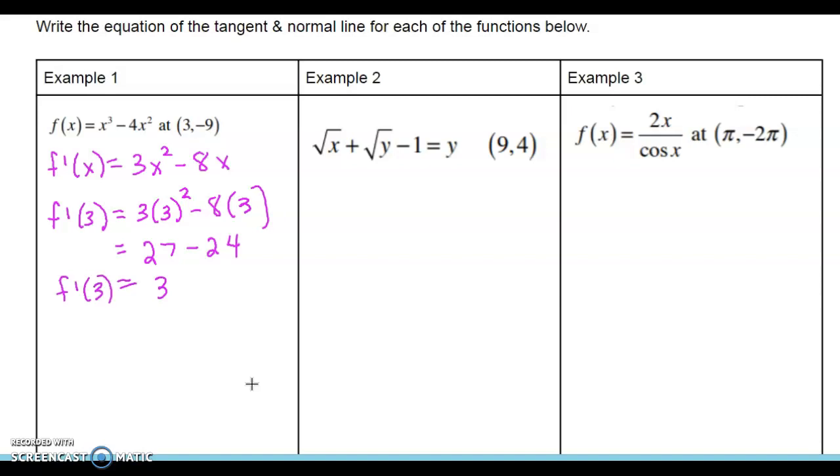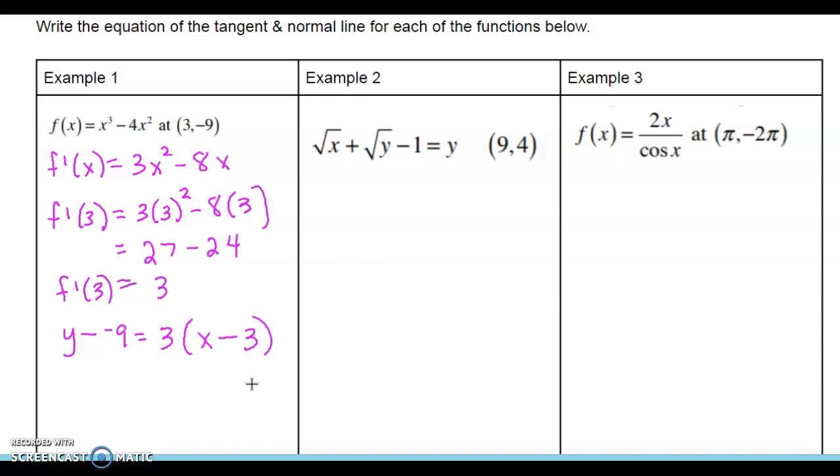Okay, so if we wanted to write the equation of the line, we are given the point. So we would have y minus the y value equals our slope, x minus this x value. And on an AP exam, you can go ahead and leave your answer like that.